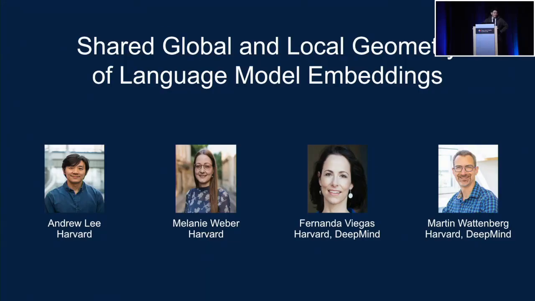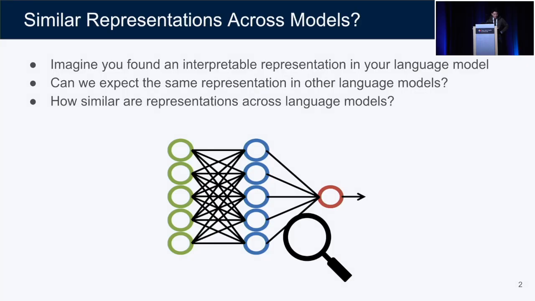I'm a postdoc at Harvard, and today I'll be talking about shared global and local structures that we can find in language model token embeddings. So imagine you're playing with your favorite language model, you're probing around, and you find some interesting and interpretable representation. But then reviewer 2 comes along and says, well, what about in Llama 5?